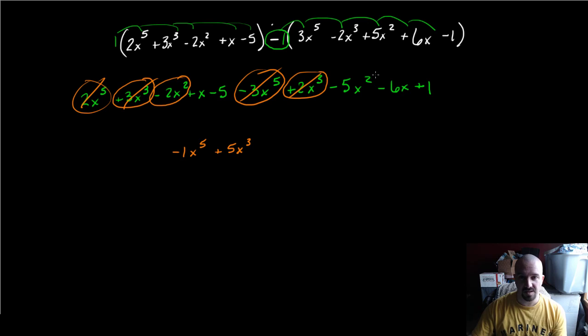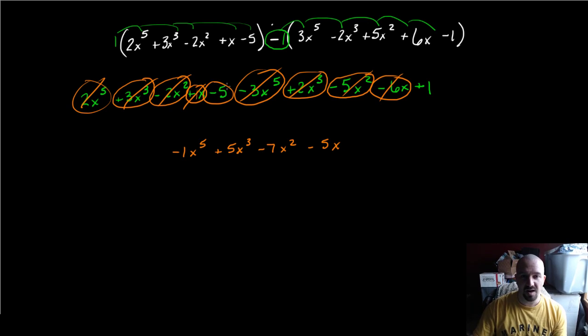Next are the squareds. Gather up all of those. Negative 2 minus 5 is a negative 7x squared. And then we proceed with the x's. Again, if there's nothing in front of the x, it's assumed to be a 1. So this is 1 minus 6 for a negative 5x. And then we have minus 5 plus 1. So negative 5 plus 1 is a negative 4. So this is our answer.